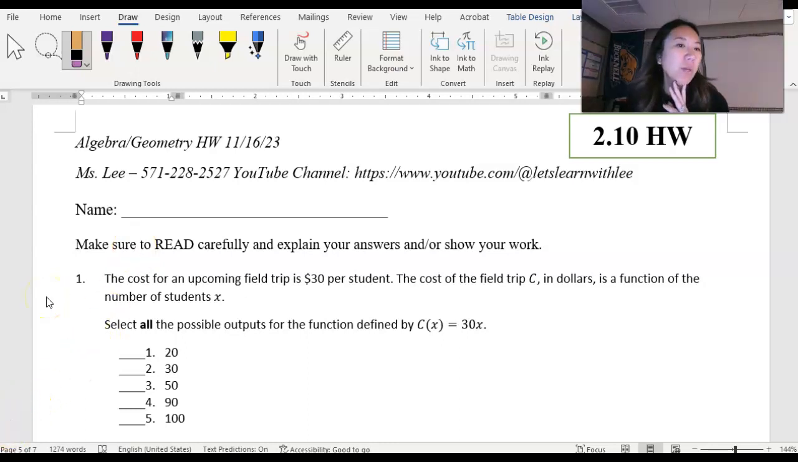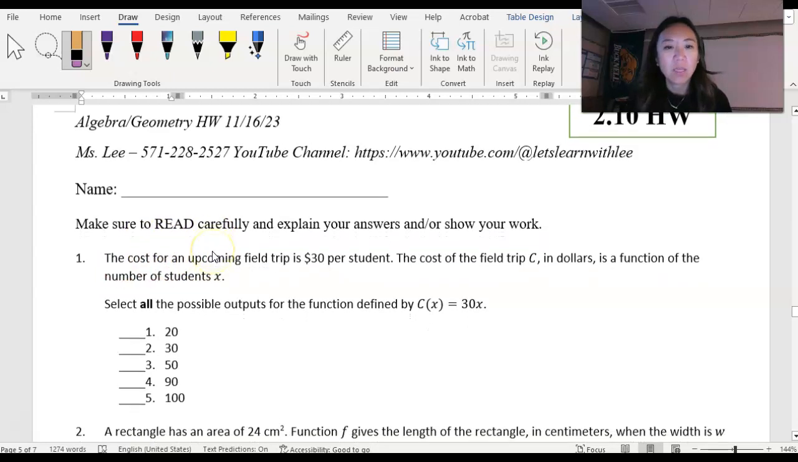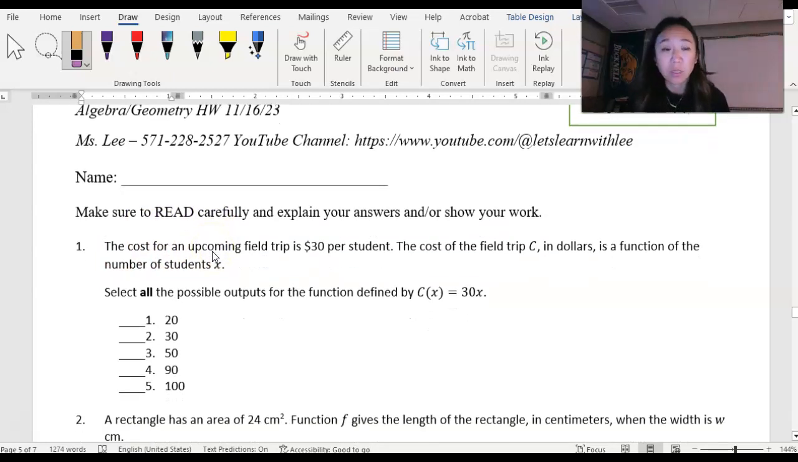All right, so today we are looking at the domain and range of functions and what makes sense for a domain and range. So what is allowable given the constraints or information in the problem.